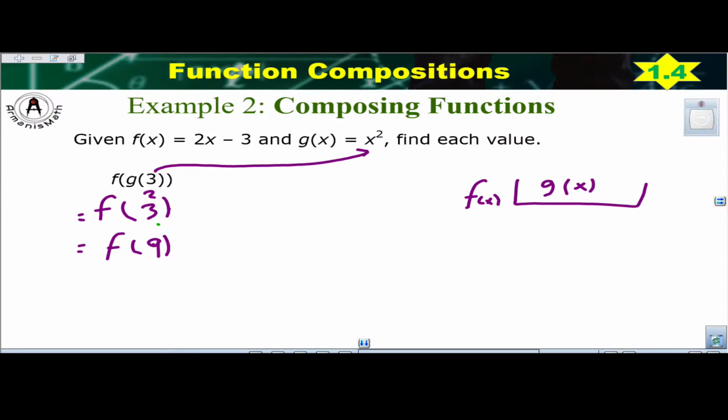So basically now I'm going to take the 9 and put the 9 into the f function whenever I see x. So that's 2 times how much? 2 times 9 minus 3. And how much is that? 2 times 9 minus 3, that's going to be 15.